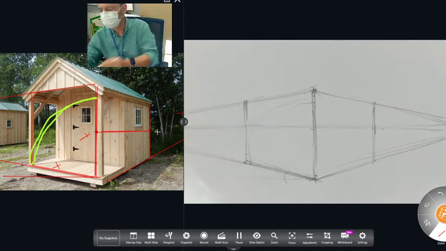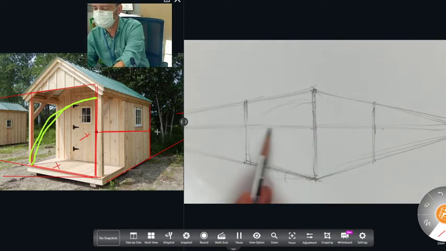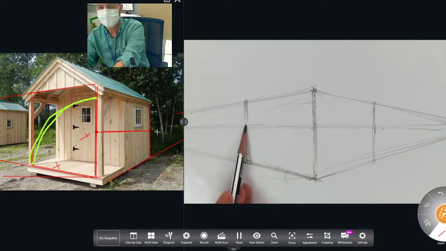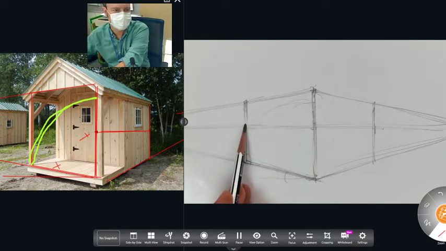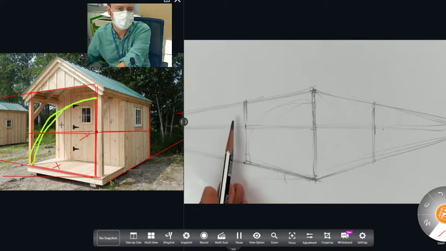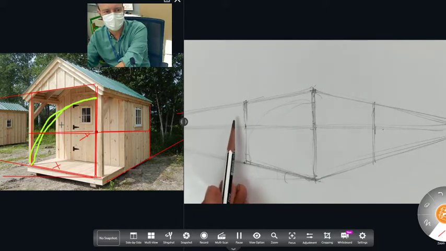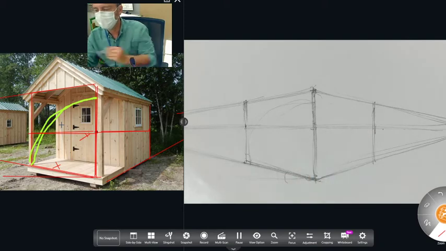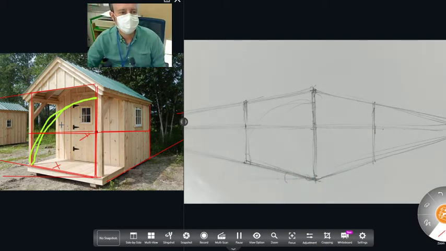We can also compare this line segment to this one, here to here, and notice that it also is a little smaller than this one. So we're always measuring from the things we do know to the things we don't know. And what we've created is a simple box that we can now start adding details to.